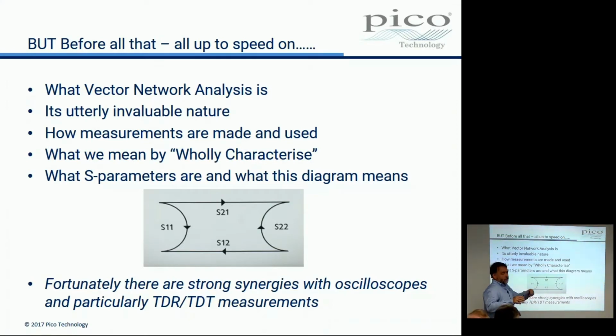Right, but before we try and learn about all of those parameters, we need to understand a bit more about what vector network analysis is, why it is utterly invaluable in nature, how measurements are made and used, what we mean by wholly characterizing, what S parameters are, and what this diagram means. This diagram is right on the front of the instrument so that everybody remembers what these little S11, S21 and S12 are. But of course at this point you don't know, perhaps you don't even know what those are, so hopefully you will by the time we're finished.